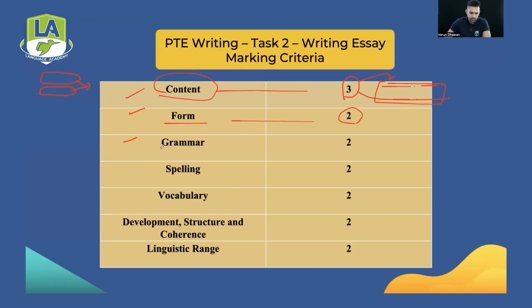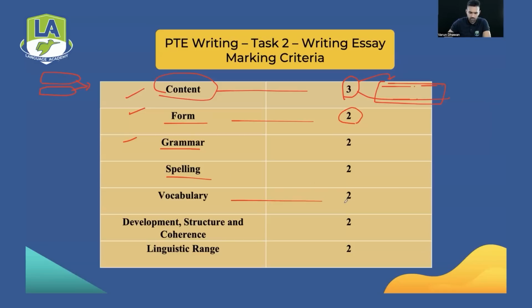For grammar, it's pretty simple. You get 2 points for grammar. If there are no grammatical errors, you get 2 on 2. If there's 1 grammar error, 1 on 2. And if there's more than 1 grammar mistake, 0 by 2. Spelling, 2 by 2 for an essay where there are no spelling errors, 1 by 2 if there's 1 spelling error, more than 1 spelling mistake, 0 here.